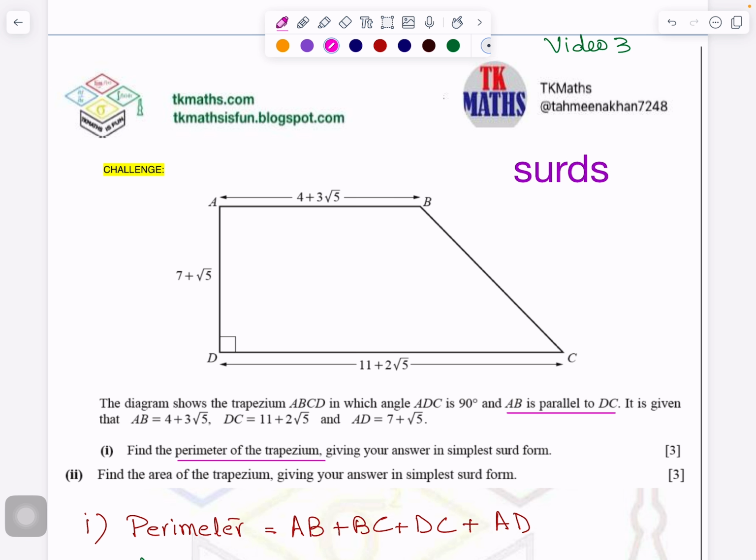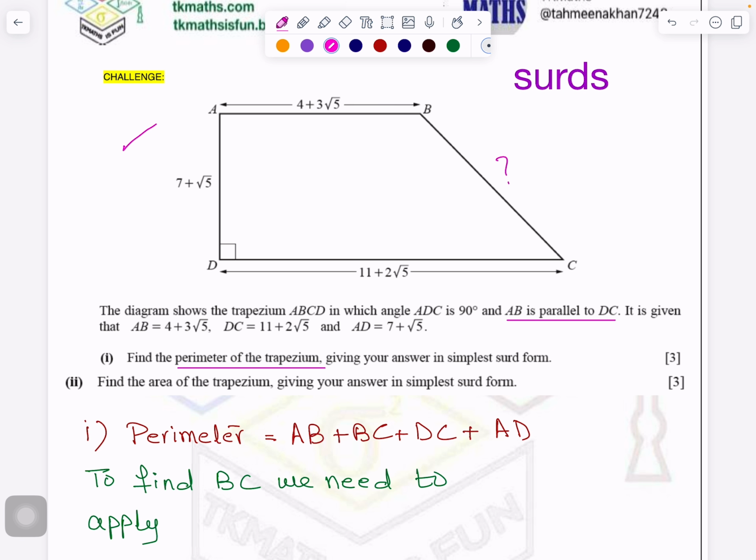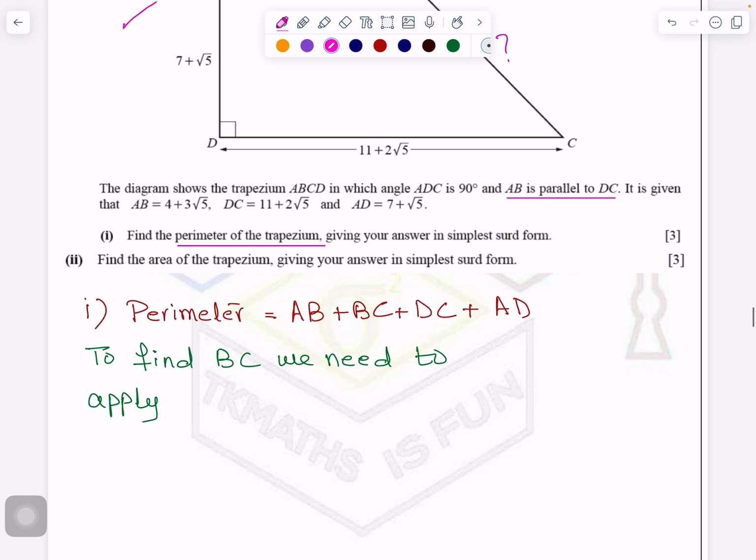Okay, so perimeter is what? The addition of the sides. If you look at the diagram, all the sides are given, but BC is not given. So it means we have to find out BC first, and then we can add up all the sides. So how will we find BC? Here we need to find BC by using the concept of Pythagoras theorem, right? So we will apply Pythagoras theorem here.